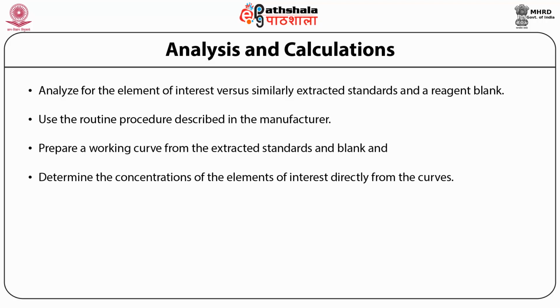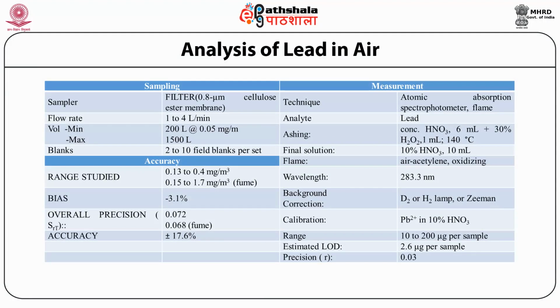The analysis of lead in air involves sampling at a certain flow rate using a cellulose membrane. The sampler uses a filter of 0.8 micrometer cellulose ester membrane and it is collected at a rate of 1 to 4 liters per minute. The minimum volume of sample required is 200 liters at the rate of 0.05 milligrams per mole and the maximum is 1500 liters. 2 to 10 field blanks per set are required.